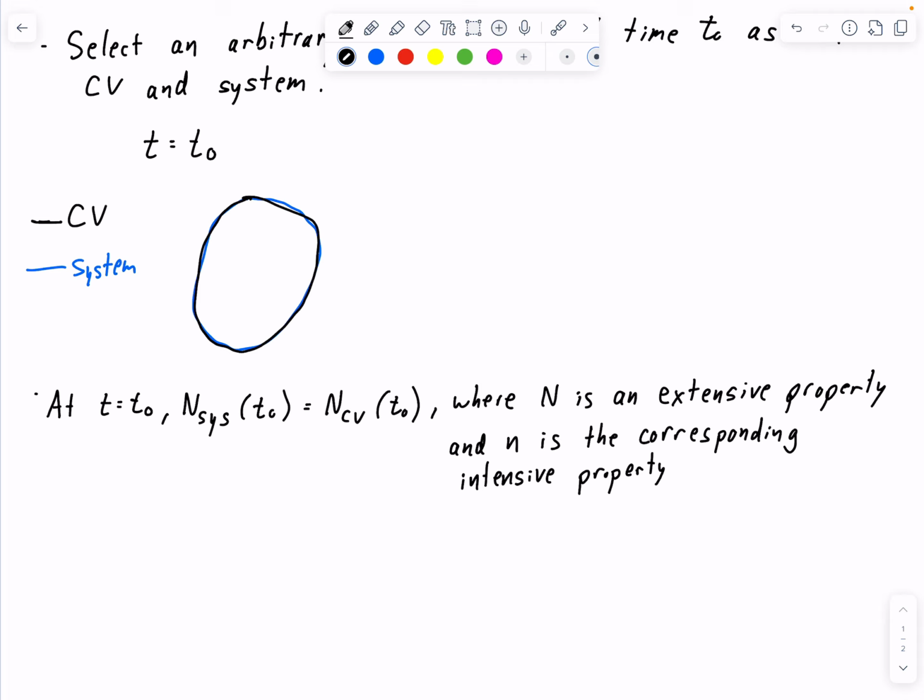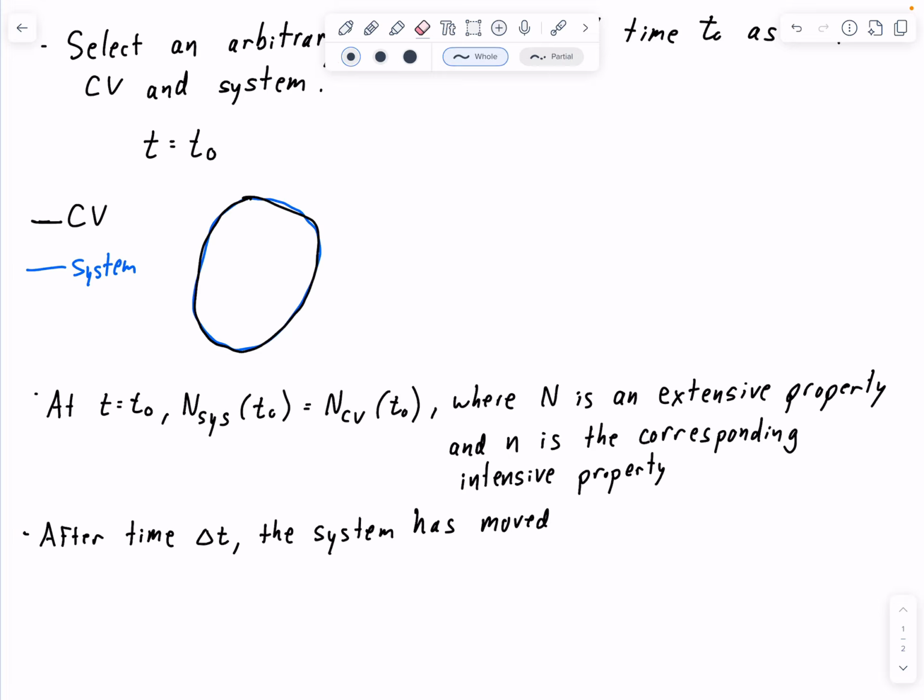Now, at some later time, so let's say that after some time delta t, the system has moved. So this is in a flow, the flow is moving. So the system has moved, but the control volume is still fixed. So the control volume has not moved.